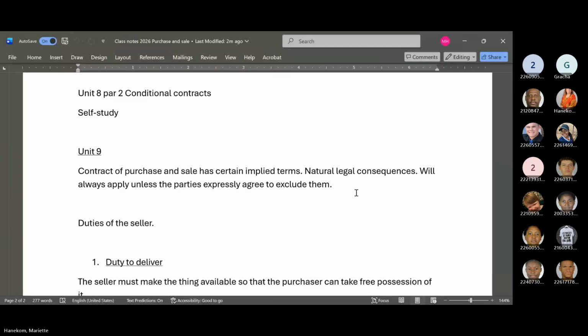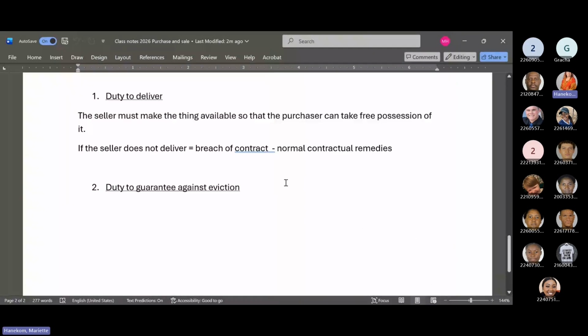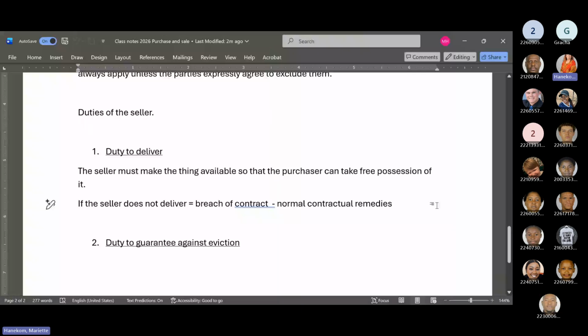Some of these implied terms are the duties of the seller. We looked at the first duty of the seller, namely the duty to deliver the thing. Delivery, that doesn't mean taking it to the premises of the purchaser. In terms of the law of purchase and sale, delivery means to make the thing available so that the purchaser can take free possession of it. Closely connected to the duty to deliver is the duty to guarantee against eviction.